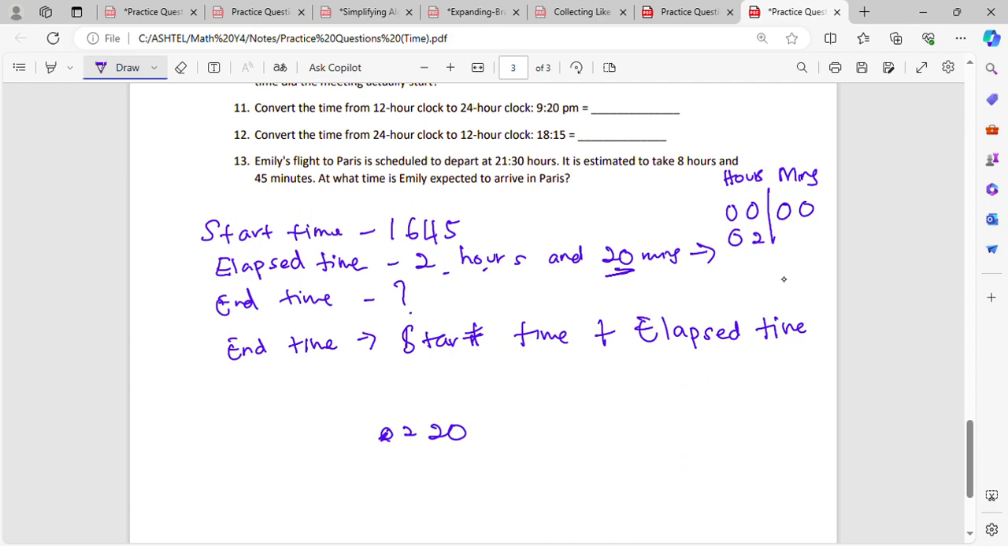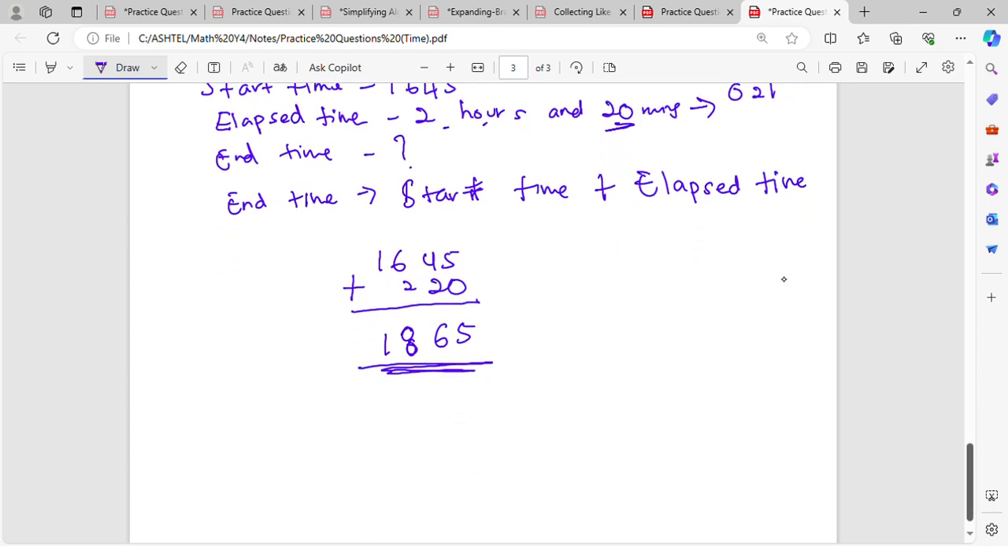Then the start time 16:45. Then you simply add. Now you will be adding 5 plus 0, you get 5. 4 plus 2, you will get 6. And then 6 plus 2, you will get 8. And then you will get 1. So now you see you got this time, the end time.